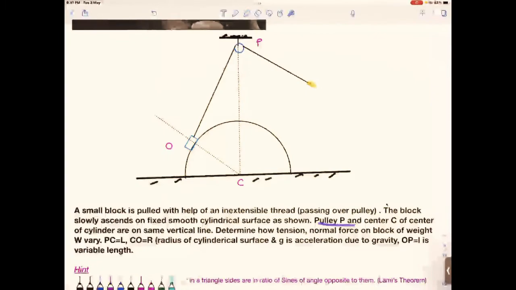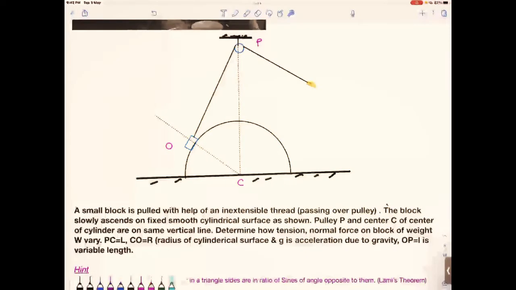The pulley P and the center C of the cylindrical surface are on the same vertical line, meaning P is vertically above point C. Determine how the tension, meaning the force in the thread, and the normal force, the force exerted by the surface on the block, will vary as it slowly ascends on the smooth fixed cylindrical surface with the help of this thread. So that is the whole statement.